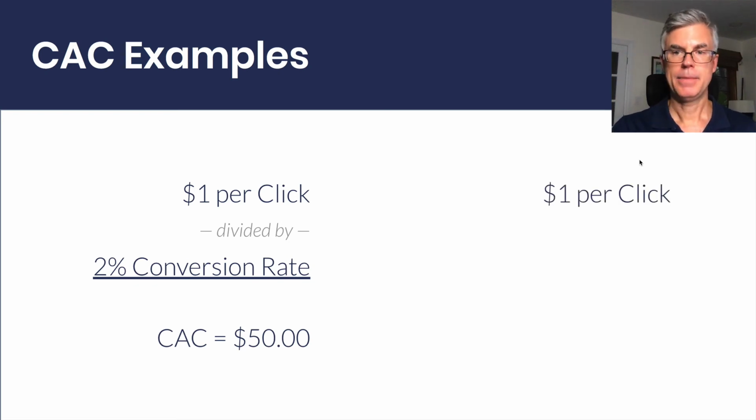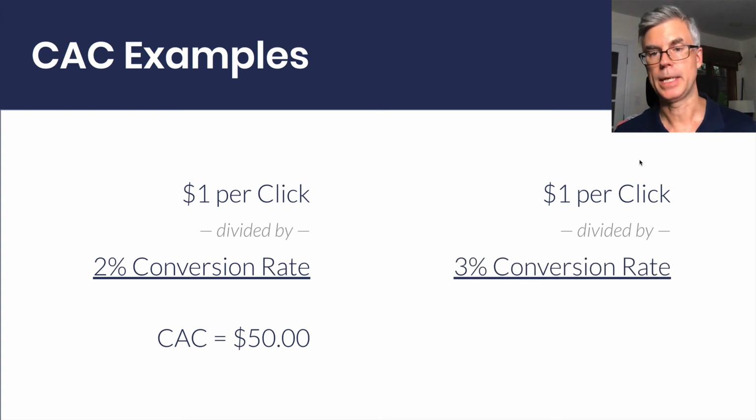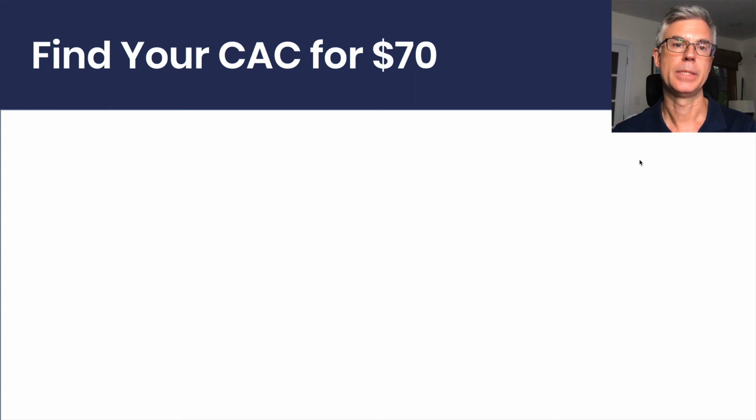If I have that same dollar per click and I increase my conversion rate to 3%, so I'm 50% better at converting the visitors who come to my site to customers, then my customer acquisition cost drops substantially to only $33.33. So if you can make your website more appealing, if you can do a better job at selling, also if you can drop the per click cost, these will have dramatic impacts on your cost to acquire a customer and can make your business much more profitable.